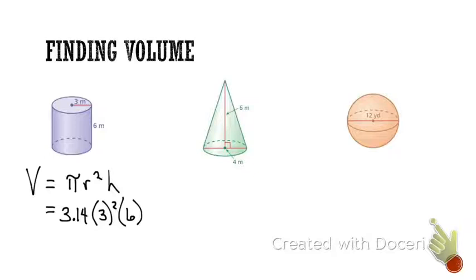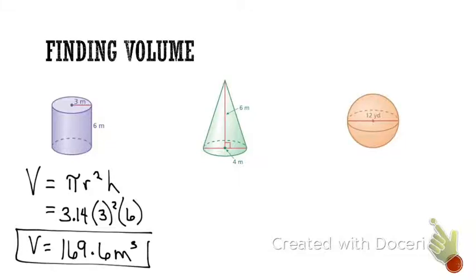That's the absolute best way for you to get something out of this lesson. All right, so we know that we do exponents first. So 3 squared is 9. 9 times 6 is 54. And 54 times 3.14 is 169.56. We found on Big Ideas a lot of times they call for rounding to the nearest 10th. So if it's 169.56, that would round up to 169.6 meters cubed.